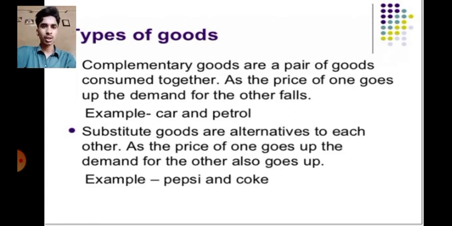Types of goods. Complementary goods are a pair of goods consumed together: as the price of one goes up, the demand for the other falls. Example, car and petrol. Substitute goods are alternatives to each other. As the price of one goes up, the demand for the other also goes up. Example, Pepsi and Coke.